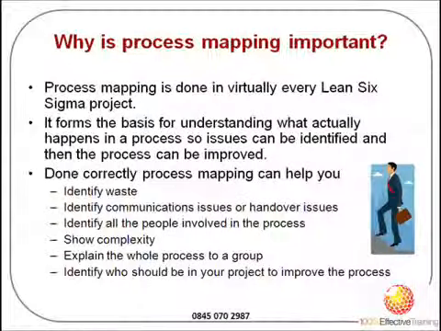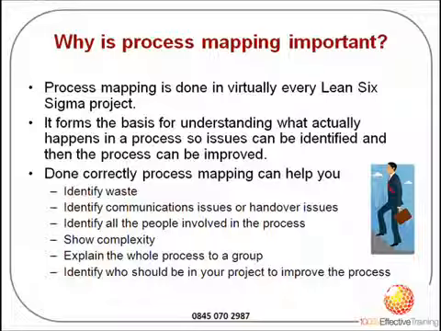Process mapping is important because it's done in virtually every single Lean Six Sigma project to understand what are the various steps within the process, either to explain it to people or to identify where the problems are. Process mapping also helps us to identify the waste in the process, the delays, the transport, the inspection, and generally where the problems are, which we can identify as we move through the process mapping process.